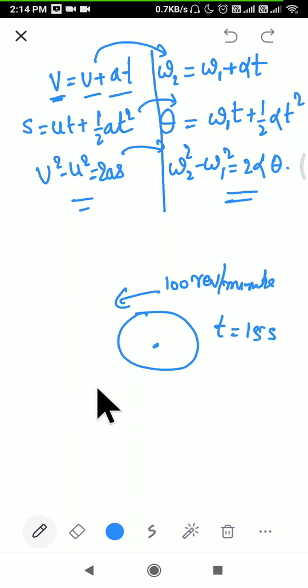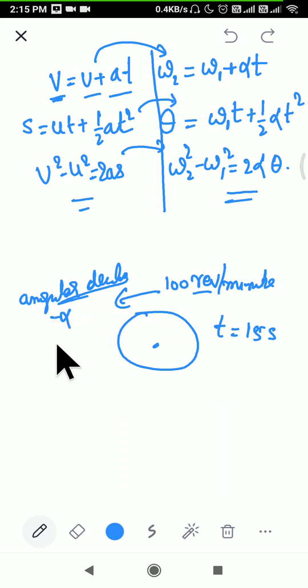Okay, number of revolutions we have to calculate. It is already given in revolutions per minute. Number of revolutions we have to calculate before it came to rest. We have to assume constant angular deceleration. Let us say that angular deceleration is minus alpha. Alpha is a positive number, minus of it is a negative number.